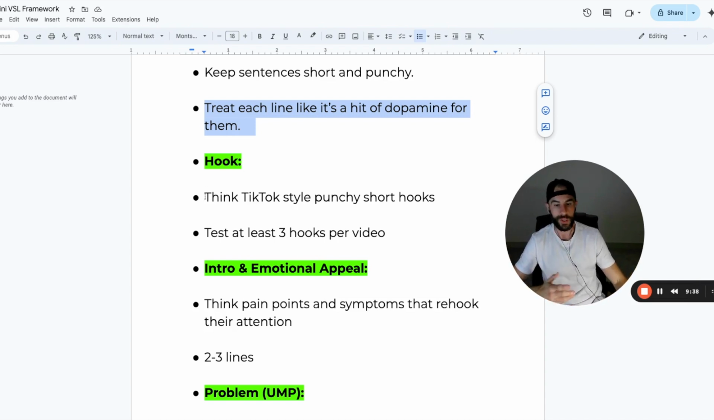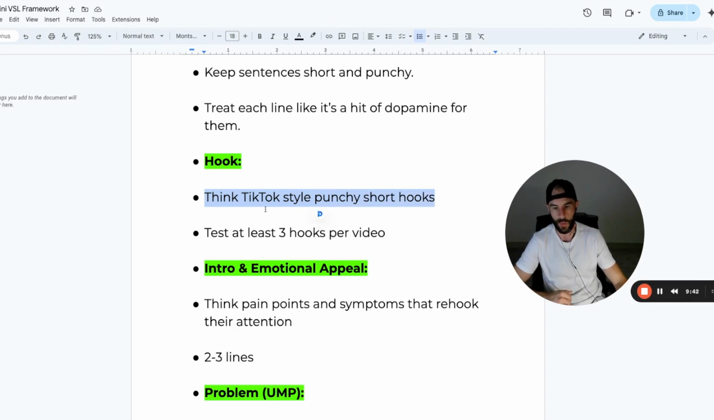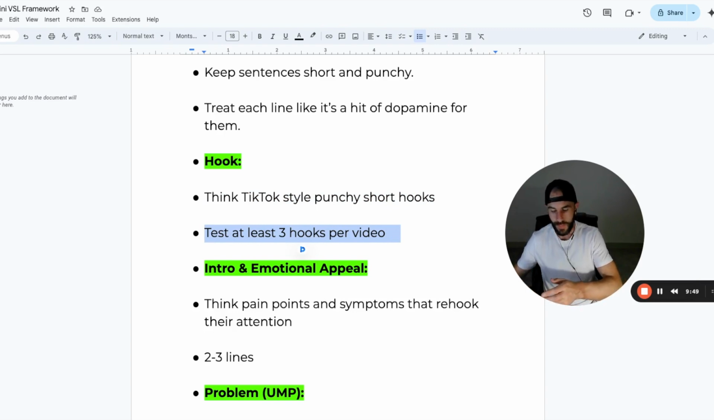So when you're writing these, you want to think TikTok style: punchy, short hooks that get right to it. And you're going to want to test at least 3 hooks per video, so that you can literally have the first 5 seconds of the video be switched up. Then from there, you essentially get 3 mini VSLs, each with their own hook, and you can see which one resonates and does the best.